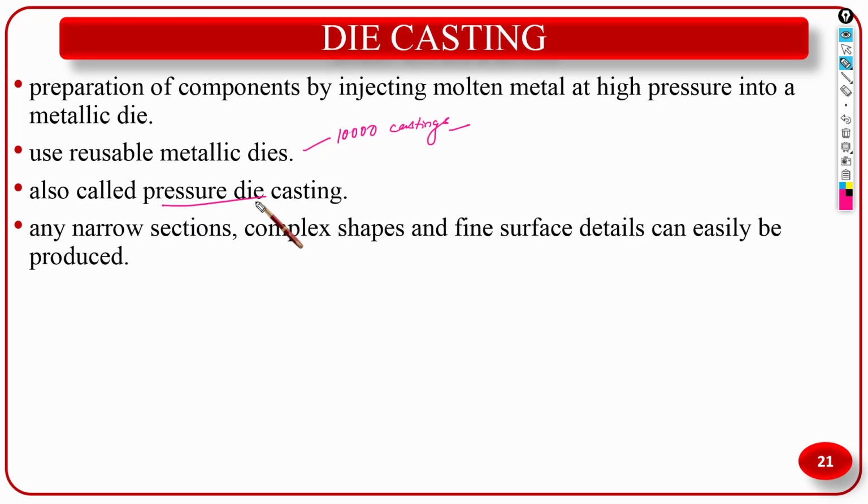Clear? That is what reusable casting dies means. This is also known as pressure die casting. I told you that as soon as you see die casting, it is pressure die casting. As soon as you see permanent mold casting, permanent mold means it is gravity die casting. Because pressure is applied, any narrow sections, any complex shape, or any fine surface detail can be easily produced. That is the advantage of die casting.